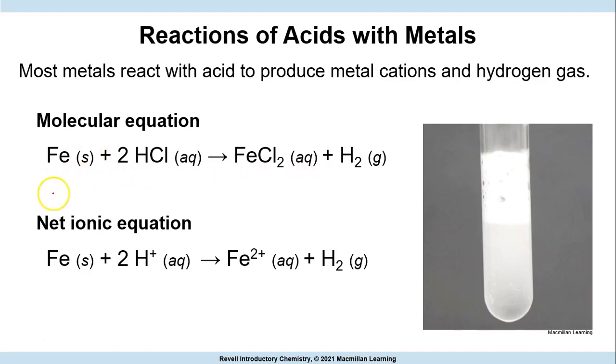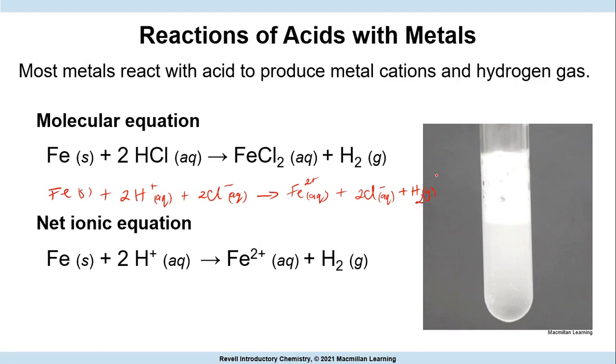For the total ionic equation, we are going to have iron solid plus, since hydrochloric acid here is aqueous, we are going to have 2 hydrogen ions aqueous plus 2 chloride ions aqueous to give us, since the iron 2 chloride here is aqueous, so it's going to dissociate to give us iron 2 plus aqueous plus 2 chloride ions plus the hydrogen gas.